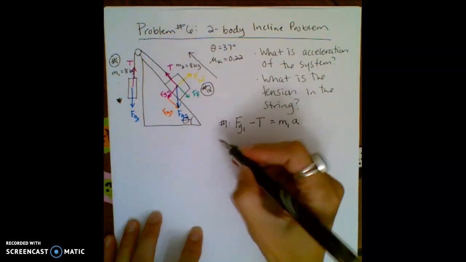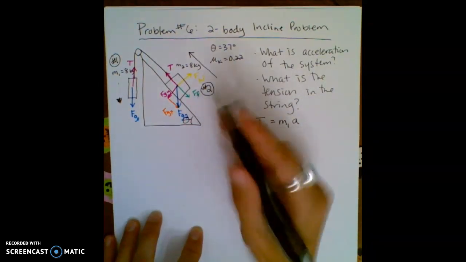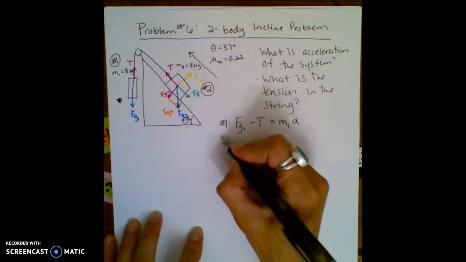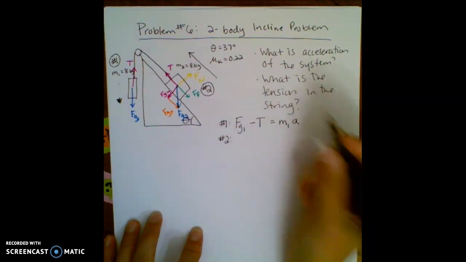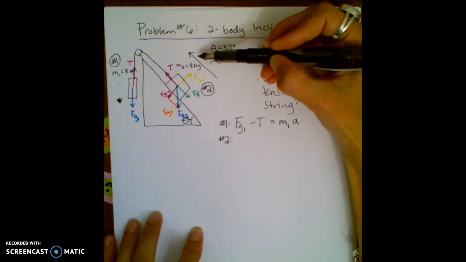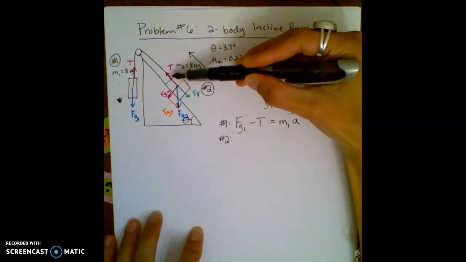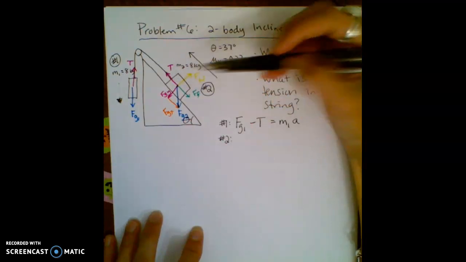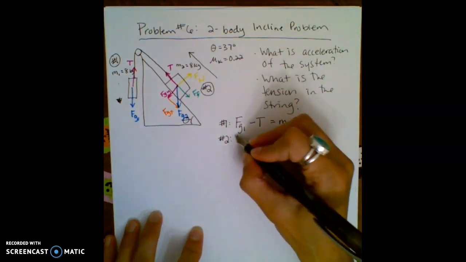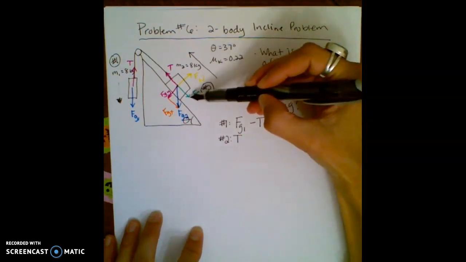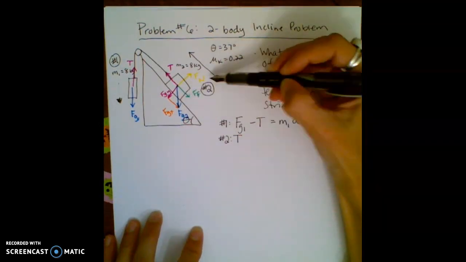Okay? Now we're going to do the same thing, but now we're going to look at object 2, the box on the incline. So this is object number 2. And if it's going to go up the incline like this, here's my direction arrow. My helping force is tension because it's parallel to and pointed in the same direction. So tension is parallel here. And then my hindering force is definitely friction. Look, it's parallel and pointed in the opposite direction.